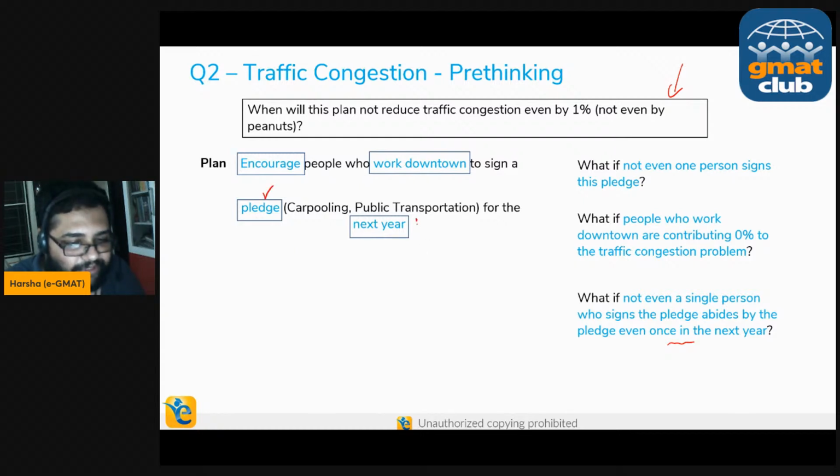Because your brain processed pledge and year, you thought about this. Think about it. You're asking a commitment from a person for a whole year. What if not even a single person who signs this pledge, not even once in the next year, abides by this pledge or actually does carpooling or public transport? Will my conclusion still hold true? Can the author still claim that the plan will succeed in reducing traffic congestion?